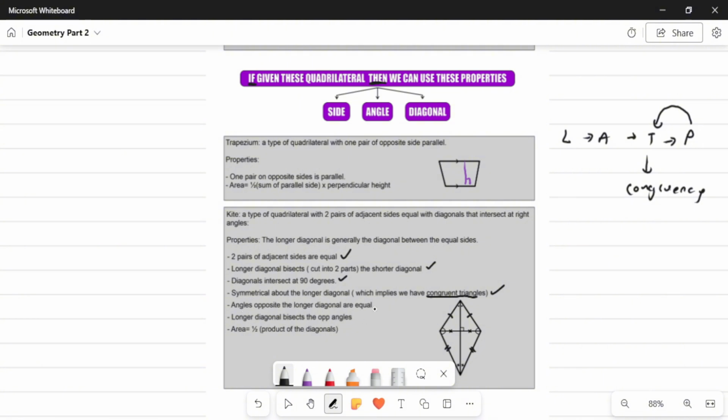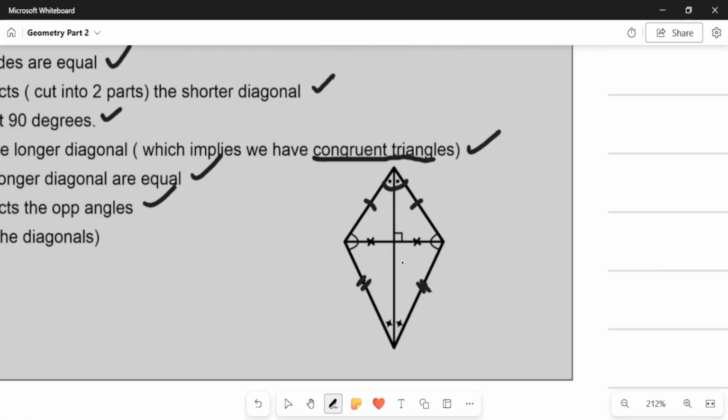Angles opposite the longer diagonal are equal. So here's the longer diagonal. Where are the angles opposite it? There they are here. So these angles here are equal. The longer diagonal bisects the opposite angle. So there are the angles here. Can you see these angles here? It bisects it. So if I zoom in here, this angle here and this angle here, what did it do? It cuts it in half. So this angle here is equal to that angle, and this angle here is equal to that angle.